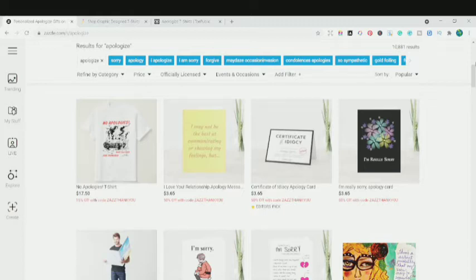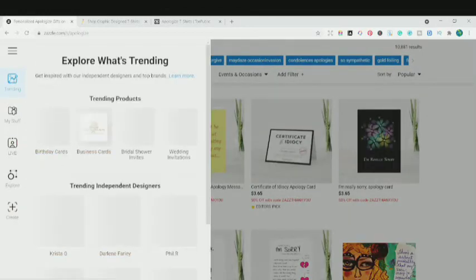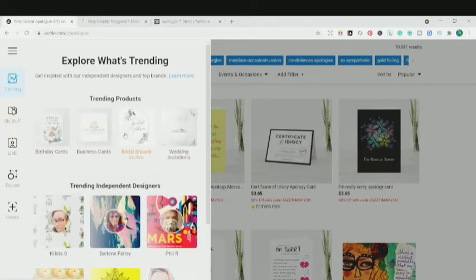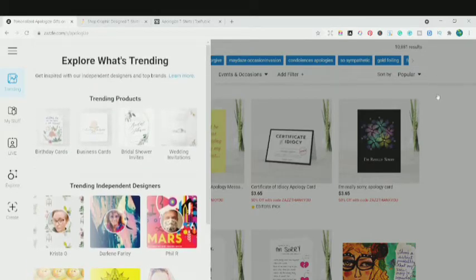And apart from that, one thing I can tell you guys, Father's Day, Mother's Day, Halloween, Christmas, Valentine, Earth Day, these are all the top occasions or seasons or holidays, whatever you can call it, and they are trending on any platform you are selling. Even if I go for the Jazzle trends, I can see that these are the products that are trending: the birthday cards, the business cards, the bridal shower invites, the wedding invitations. These are the trending products, and also the occasions are trending.